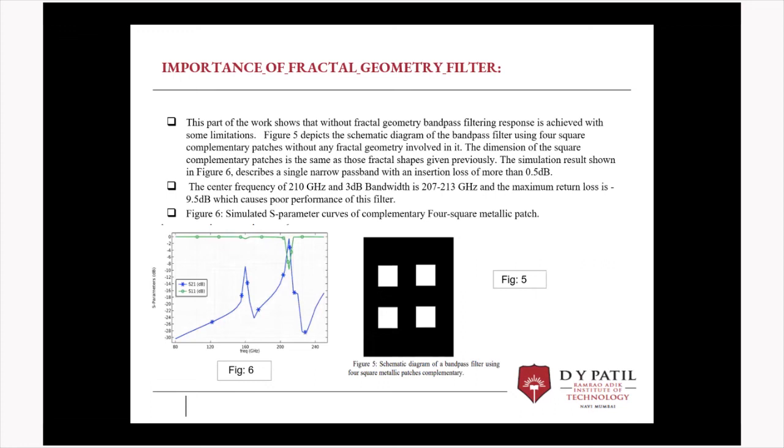The next topic is the importance of the fractal geometry filter, where the fractal square shape of the metamaterial takes place. Figure number 5 illustrates the schematic diagram of the bandpass filter using four complementary square shape metallic patches. While doing the simulation, we took four square shape metallic patches of size 320, and after simulating that, we got the diagram. Figure number 6 illustrates the simulated S parameter curve of the complementary four square metallic patches, giving the center frequency, the 3 dB bandwidth, and a maximum return loss of 9.5 dB, which causes poor performance of this filter. So it has a major impact compared to the bandpass filter, the low pass filter.